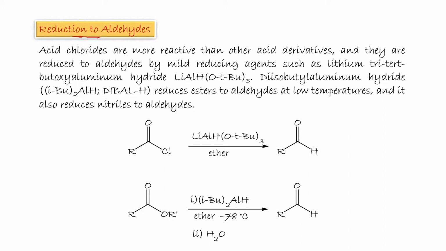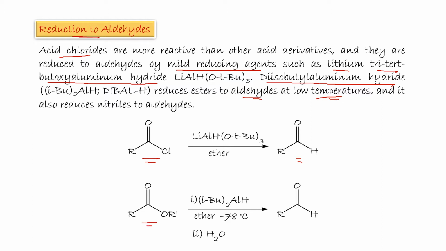Reduction to aldehyde. Acid chlorides are more reactive than other derivatives, and they are reduced to aldehyde by a mild reducing agent. Using lithium tri-tert-butoxyaluminum hydride, we can reduce the acid chloride to aldehyde. Also, we can reduce the ester to aldehyde using diisobutylaluminum hydride, but at very low temperature.